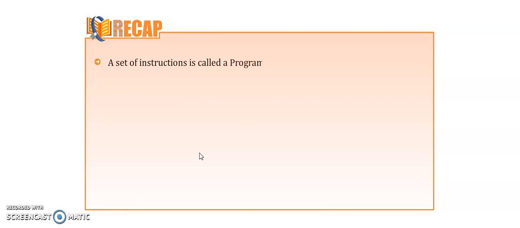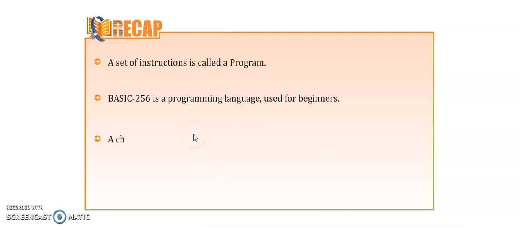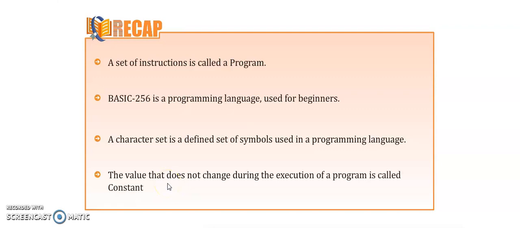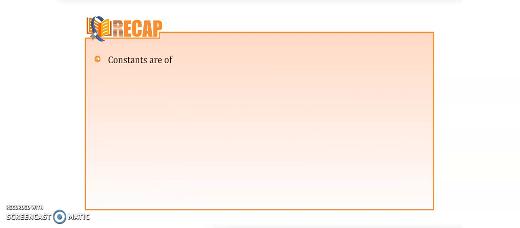Now there are some recall points. We have done the chapter, so you have to read the chapter again and do all the programs on your own. So some basic points: a set of instructions is called a program, BASIC-256 is a programming language used for beginners, character set is a defined set of symbols used in a programming language, and the value that does not change during the execution of a program is called a constant. And constants are of two types.